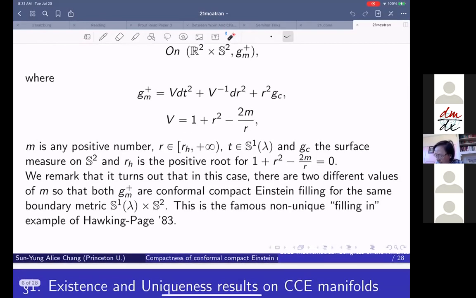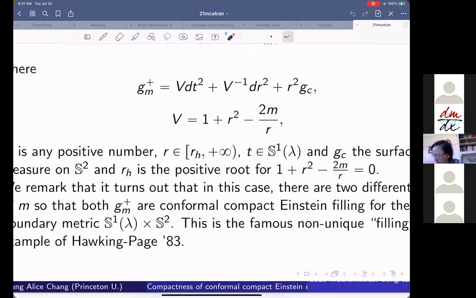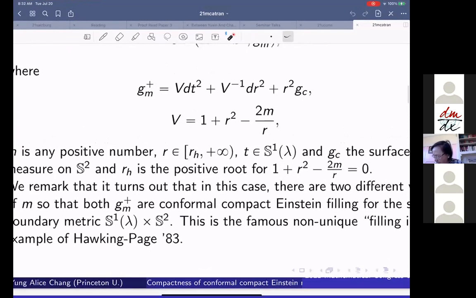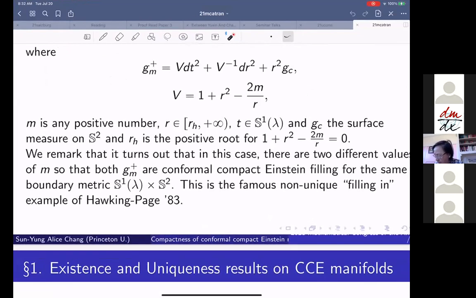In this case, the geodesic defining function r is really defined only when V is positive. So there is a root of this function, actually two roots, and the positive root is where r is defined. In this case the conformal infinity is S1 cross S2. This example is also interesting because for a given S1 cross S2, there are two choices of m such that this is defined. So given the same conformal infinity, there may be different conformal fillings. That's the famous example of Hawking-Page.